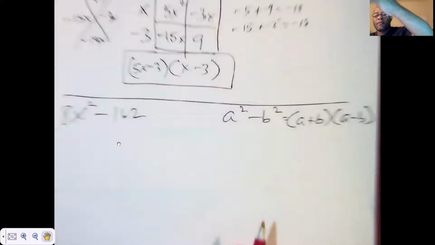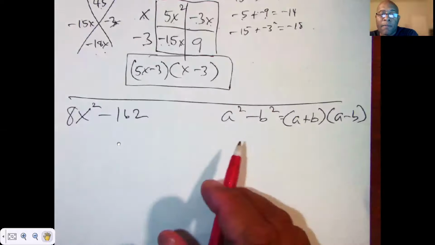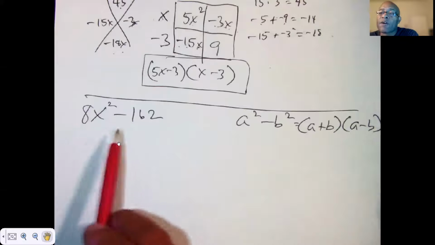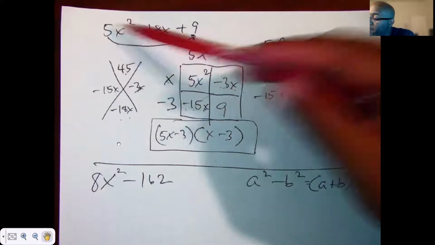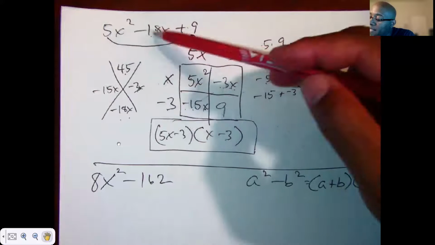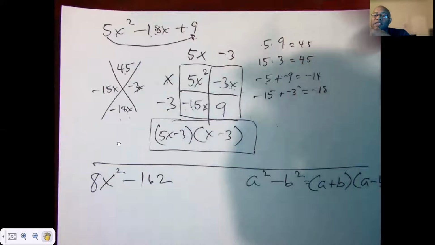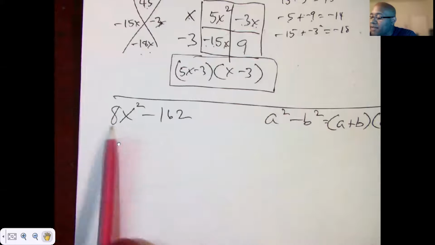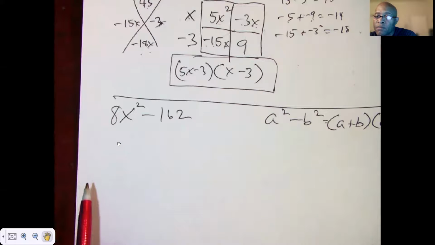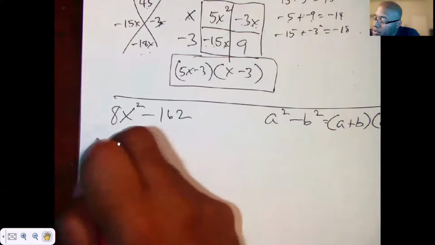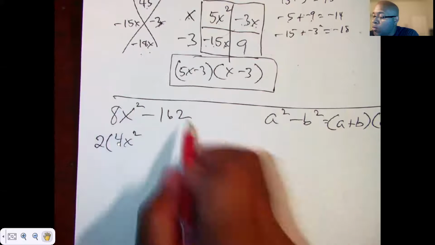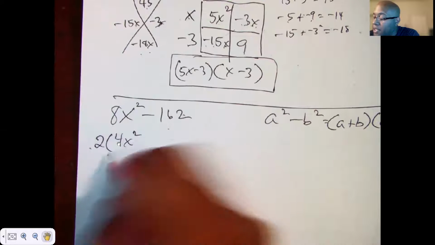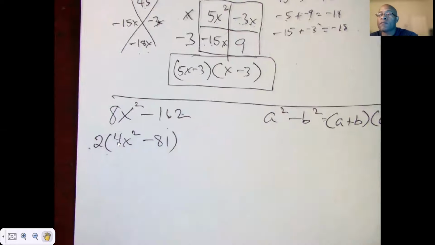Let me back this up. We can think about this problem. Well, we have to look for the GCF first. In the previous problem there was no GCF. The highest number of divisors in all three of these is 1, so if 1 is the GCF, then there is no GCF. But here, what's the highest number that divides 8 and 162? You got it, it's 2. So I'm going to divide by 2. 8 divided by 2 is 4. 162 divided by 2 is 81.